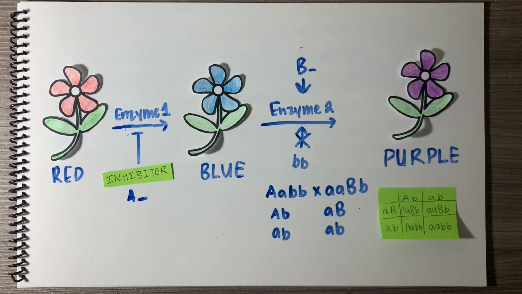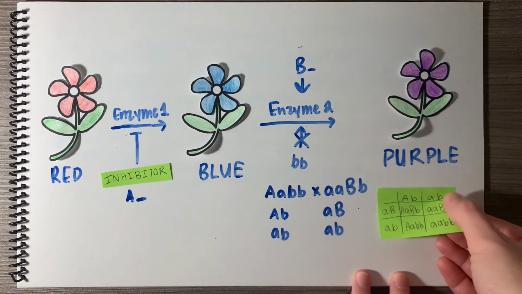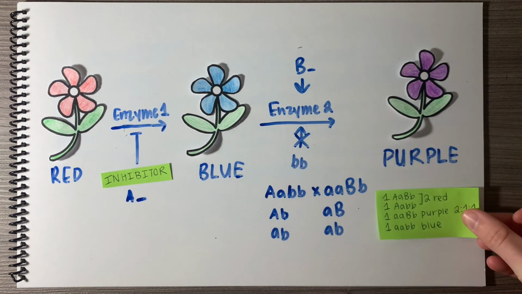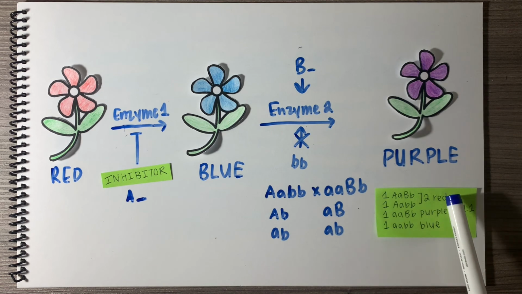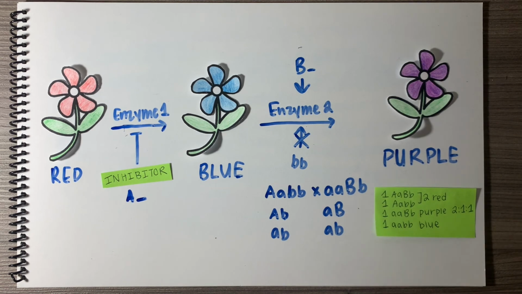And a cross between these two parents, these are the different combinations of alleles. And if we put that in a Punnett square, it will look like this. And that will give us a ratio of 2 to 1 to 1 with 2 reds, 1 purple, and 1 blue.